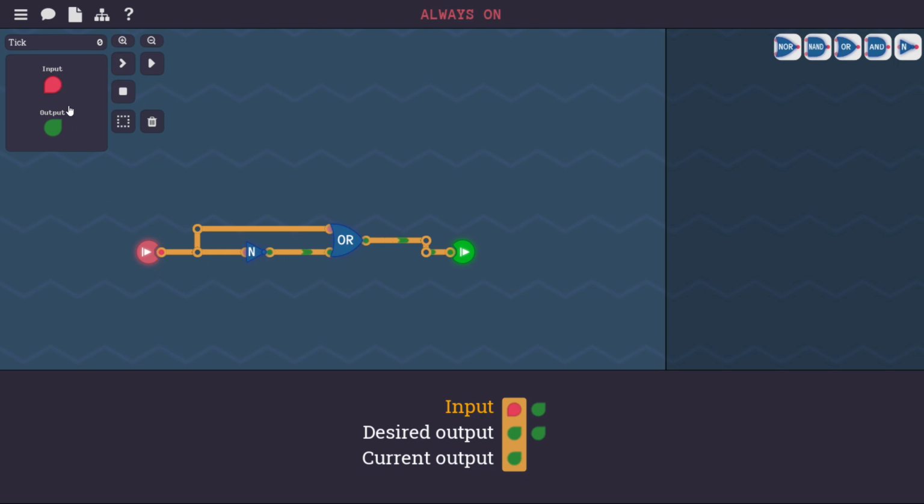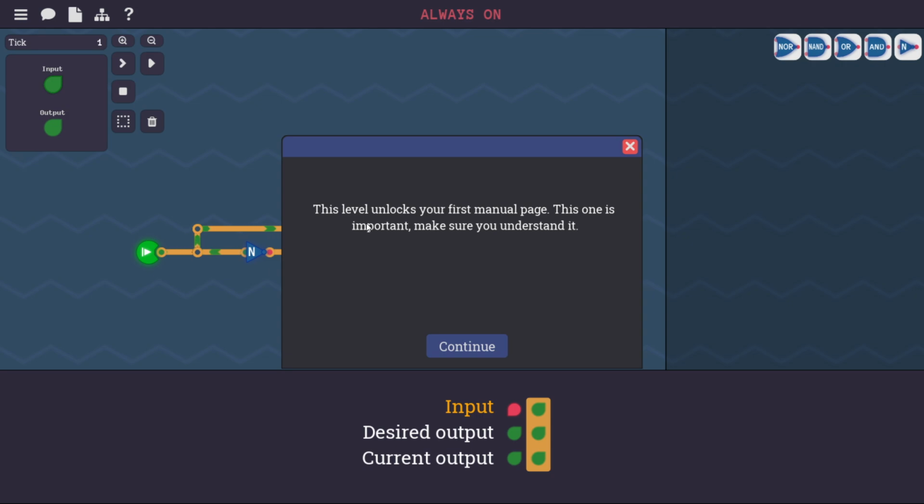So if the input is off, we have our output as on. And even if I turn on the input, the signal uses this other route and is able to satisfy the condition for OR, and therefore we have our signal on. So this is the circuit for always on, and if we test that, it's successful. It says that this level unlocks your first manual page. This one is important to make sure you understand. Okay, let's see.